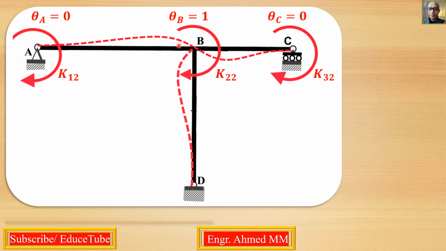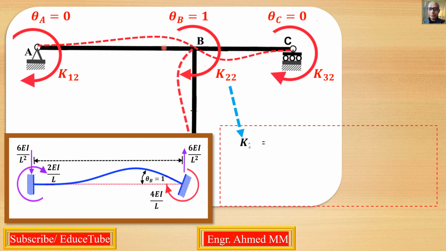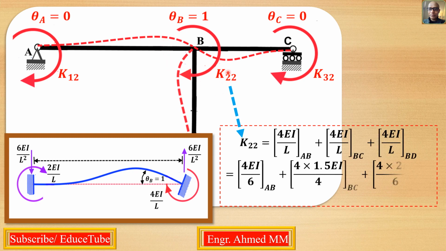So here we can see, same way, if we apply unit rotation, I showed here 4EI over L. So what is coming for K22? It will be 4EI over L for AB, 4EI over L for BD, 4EI over L for BC, for these 3. So I put here AB, BC and BD. In total we got 3.5 EI.